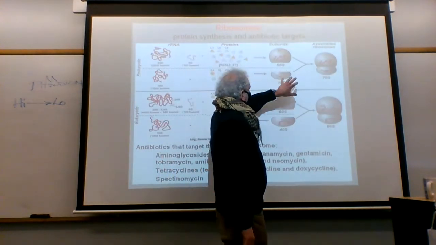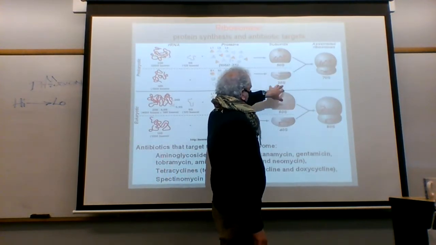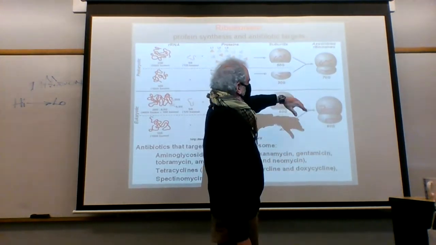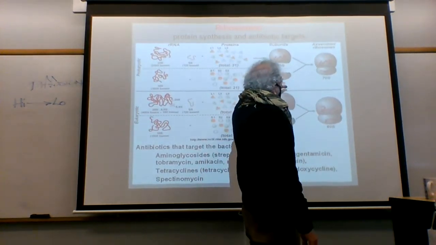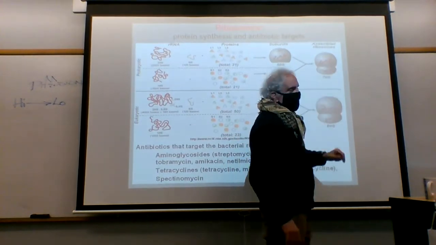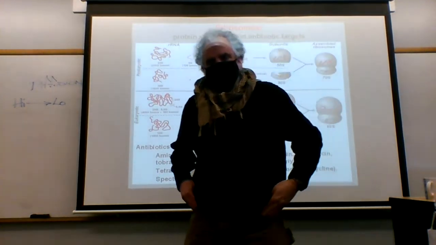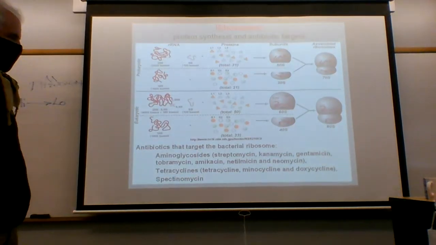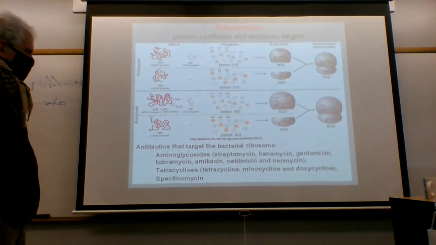So you have a pretty big guy, a pretty smaller guy. They don't quite add up, so you don't end up with an 80S, but close. So you end up with a 70S structure there. And then the eukaryotic guy is a little bit bigger, so 60 and 40, and then it adds up.